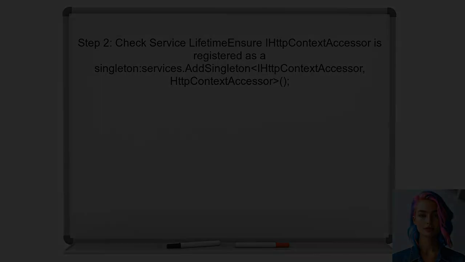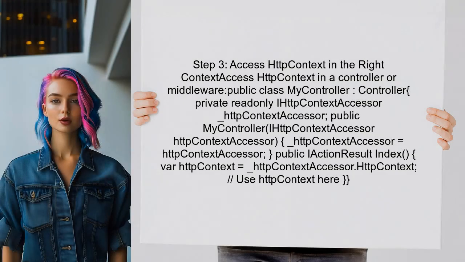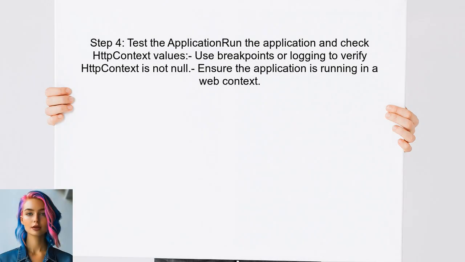Now, the user should access the HTTP context in a proper context, such as within a controller or middleware. Accessing it directly in the configure method may lead to it being null. Finally, the user should test the application to ensure that the HTTP context is now accessible. They can do this by running the application and checking the values in the HTTP context.